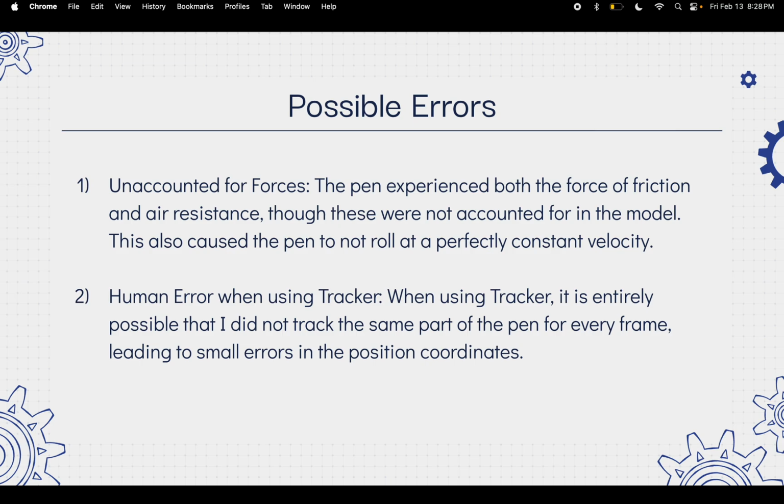And then second of all, we have human error when using Tracker. Part of the tracking software is that you have to click on the center of mass of the pin and keep that the same for each frame. And while using Tracker, it's very possible that I did not click on the center or the same point every single time, which led to small errors in the position coordinates.